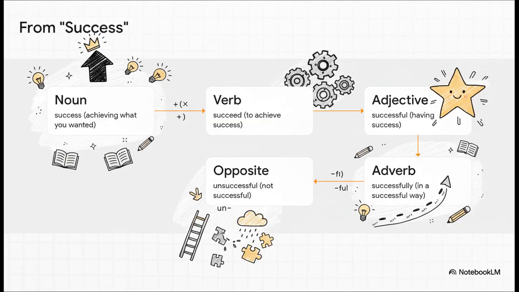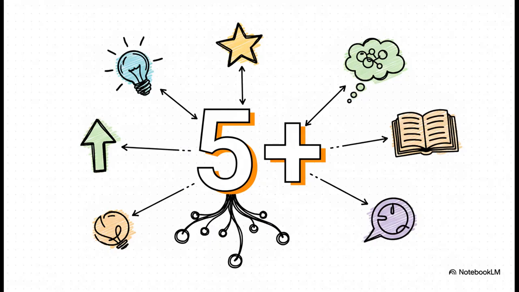Let's just take the idea of success. That's our starting point, the noun. From that one word, we can get the verb, to succeed. We can add a suffix to make it an adjective, successful. We can add another suffix to make the adverb, successfully. And then we can slap a prefix on the front to make the opposite, unsuccessful. And just like that, from that one single idea, success, we've instantly built 5, maybe even more, totally distinct and useful words. See, you didn't learn 5 words, you learned one idea and the system around it.